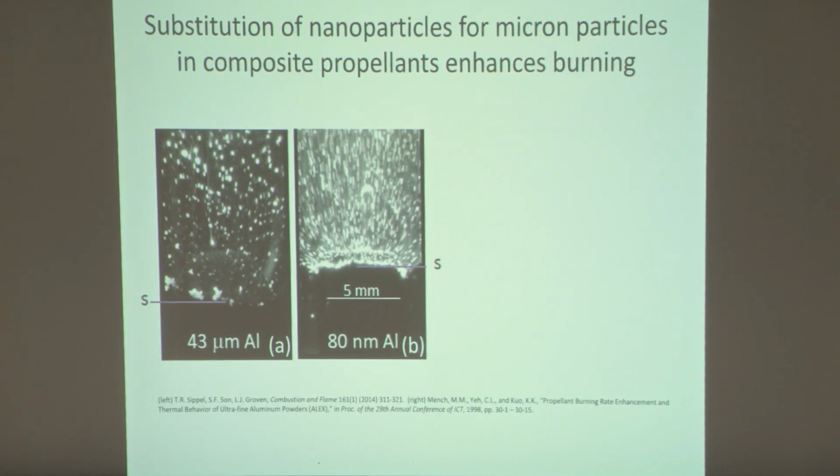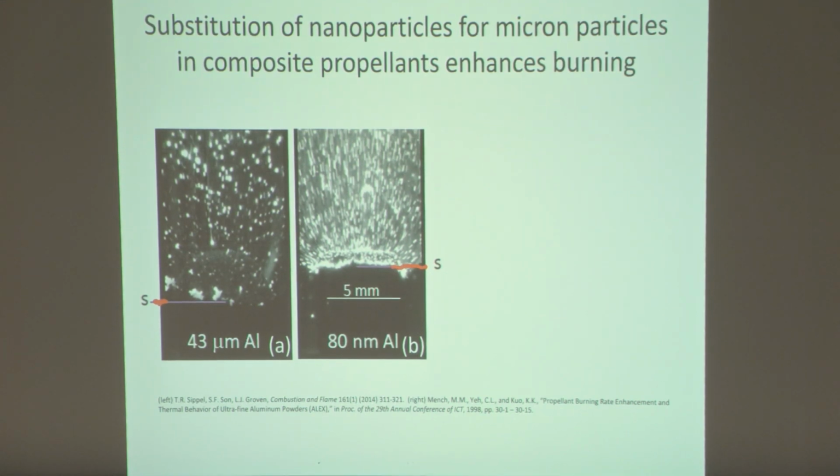Here's a couple of pictures of just a strand burning, and it's an AP composite HTPB strand of a composite propellant. On the left-hand side, what's been added is 43 micron aluminum. Obviously that's the mean size. And on the right-hand side, what was added to the composite was 80 nanometer aluminum. And two things you can observe right away. The purple line indicates where the surface is when the picture was taken. So in this picture, the surface is located here. In this picture, the surface is located here.